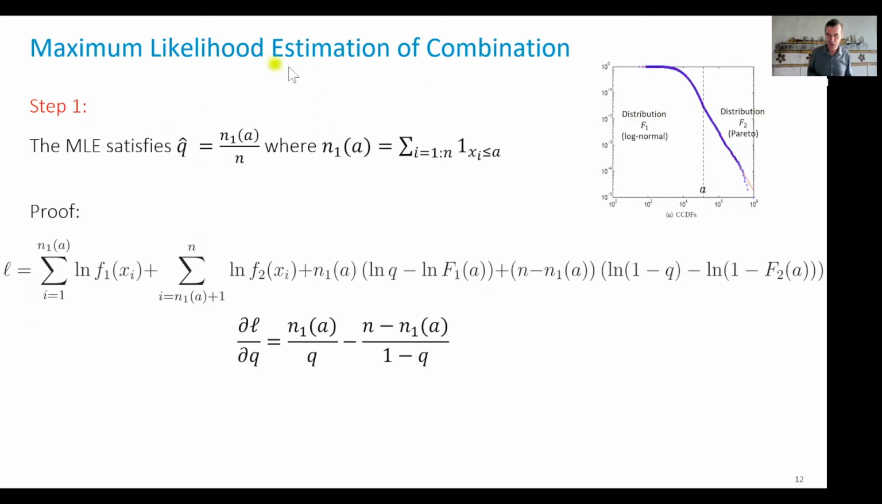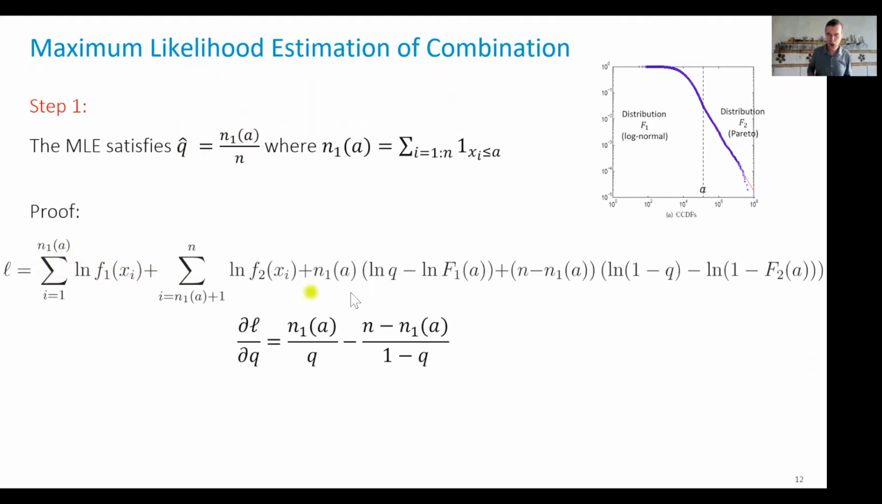The maximum likelihood estimation can be simplified if we do it in pieces. First, we can observe that the Q hat, the maximum likelihood estimation of Q, is exactly the number of data points that fall below the threshold A. Of course, I don't know yet A, so this is a function I call N1 of A, the number of data points such that Xi is less than A. Total number of data points is N, so Q hat is my maximum likelihood estimate. Not surprisingly, we've seen that maximum likelihood tends to provide estimations that are the naive ones. That's exactly what we can see here.